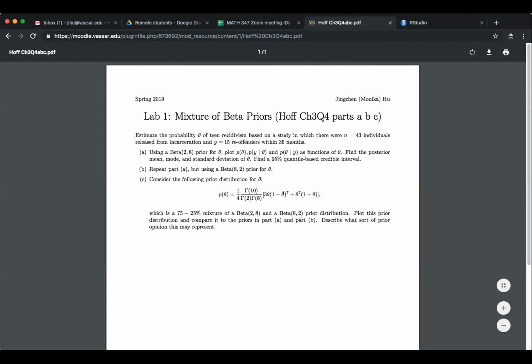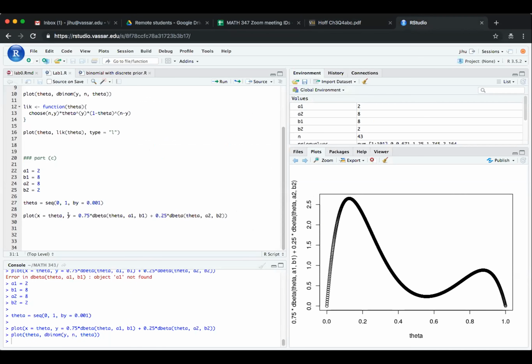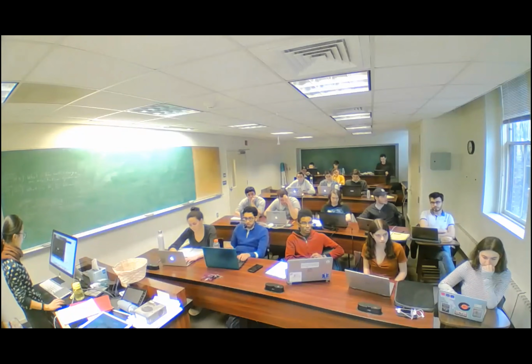Okay, so that's why. And also, if you read the question carefully, you should also get the posterior mean, mode and standard deviation, and also the quantile-based credible interval when you submit the lab report later. Okay, but the gist is use either the teachingBayes package or the basic beta functions, and then for part C, creatively incorporate the mixture weights into the way that you are coming up with this mixture prior, and you can plot it in this way. All right, sounds good.